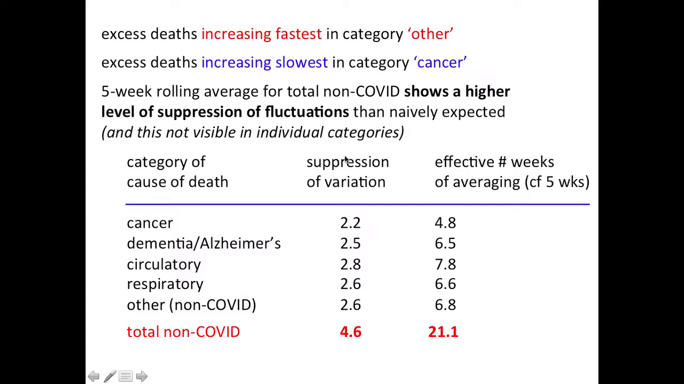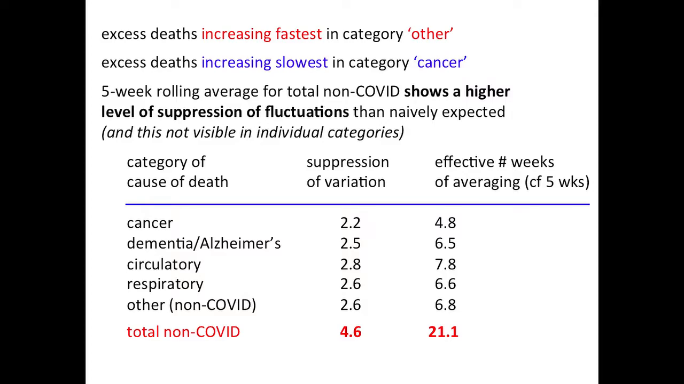And then interestingly, the 5-week running or rolling average for the total, as we remarked, is showing a significantly higher level of suppression of the fluctuations than we would expect by that rule of thumb. And what's quite curious is that that effect is not visible in the individual causes of death, which is a bit odd, because you might think that, well, those fluctuations are being beaten down, the noise is being beaten down in the 5-week running average, because that's happening in each of the individual causes of death, but it's really not the case at all.